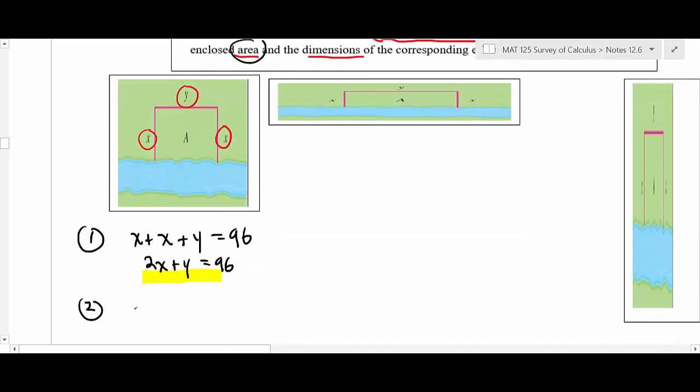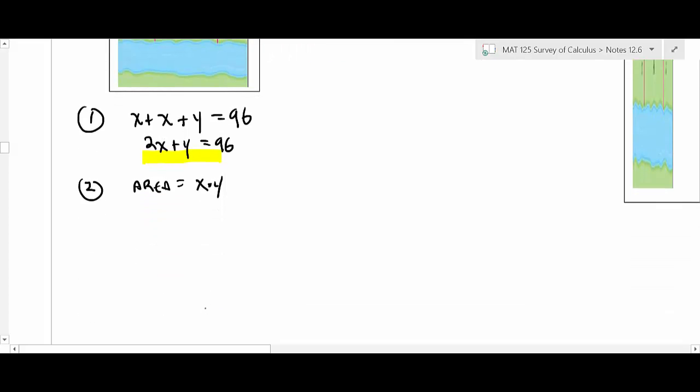Let me ask you this question: how would you find the area of this figure? You do x times y, right? Base times height. So that's just going to be x times y. Right now that has 2 variables. You don't want 2 variables. You want 1 variable, and that's the key.